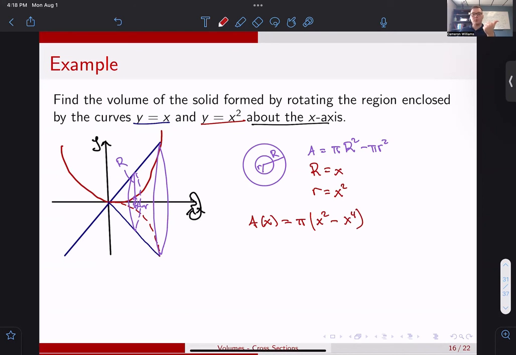So step one, we drew the solid and a cross section. Step two, we have our area formula. Step three, we need to determine our limits of integration. It's kind of obvious that 0 was one of them based on the drawing, but let's go get them. And to do that, we need our points of intersection because we need the points where both curves have the same x and y values at those points. So we need to set x equal to x squared.